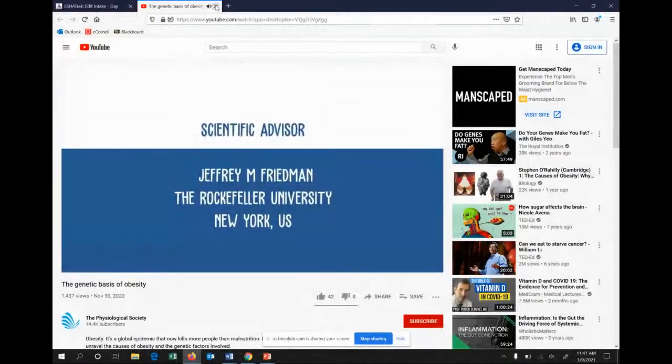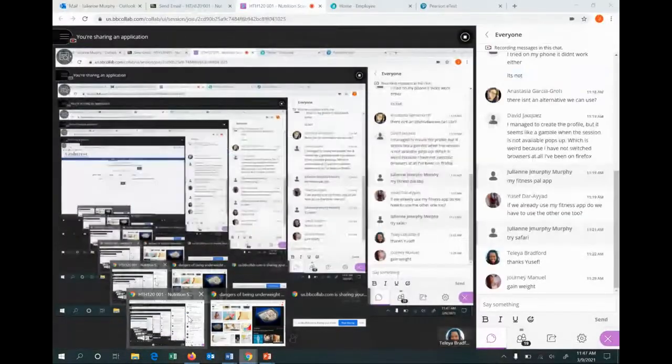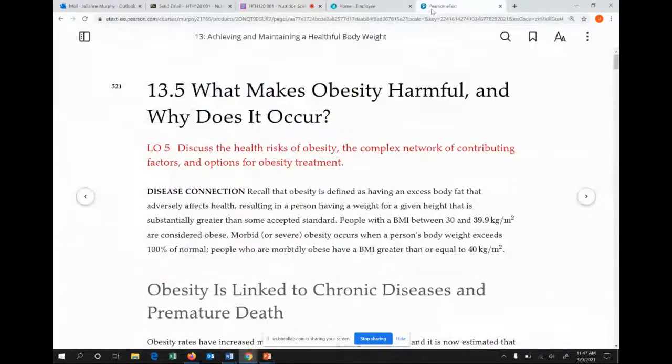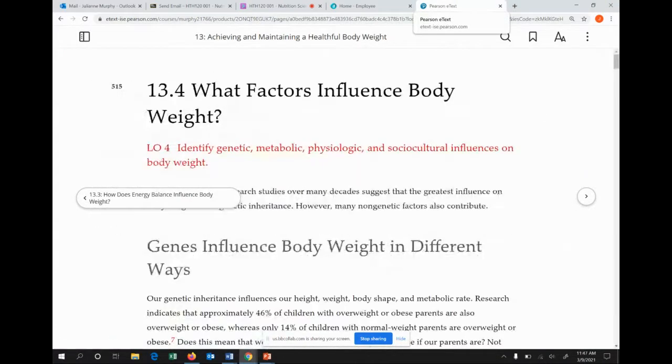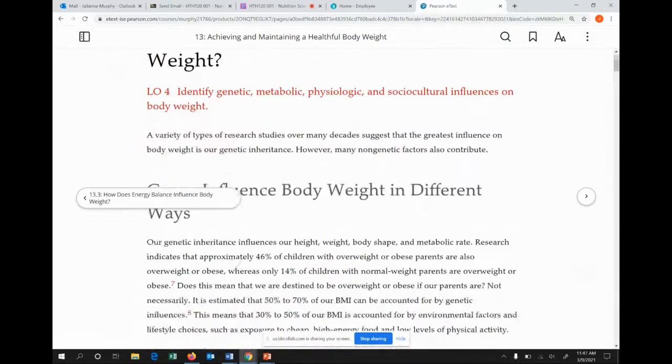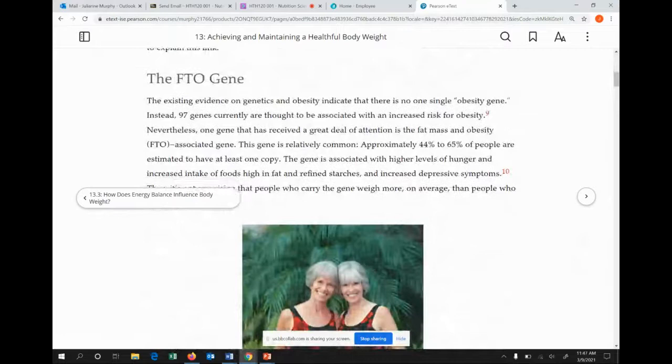And that video talked a lot about one particular issue with genetics, and that was leptin. But there are more. And I want to just make sure you can find this in your text. This is chapter 13, and then it's in part 4, where it says here, genes influence the body weight in different ways.